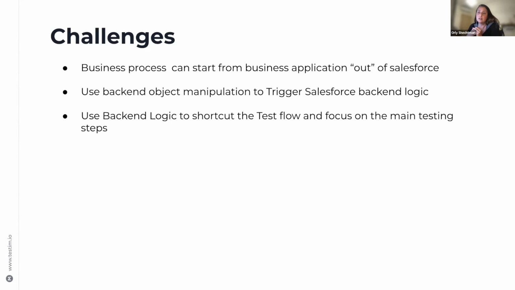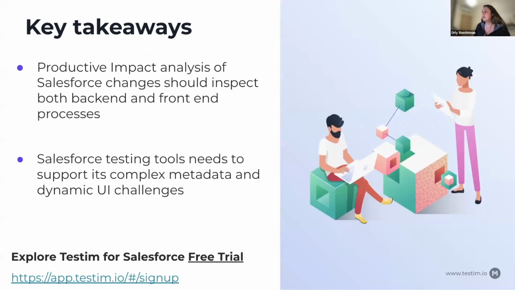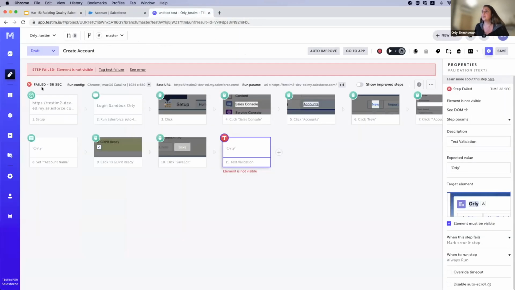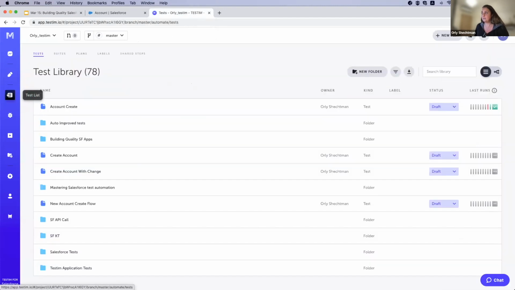I just want to create an account and attach it to an opportunity. So I want to have a way to write code or create instantly an account with code and actually test the UI of the opportunity. And for that, we need the ability to combine backend logic and front-end logic. And I want to show you an example in testing.